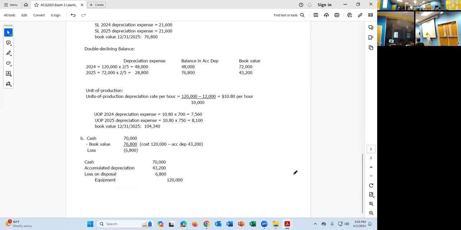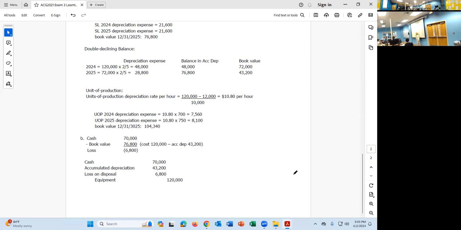Okay, we've got to debit accumulated depreciation to remove it. Because remember, accumulated depreciation is a contra asset. It has a normal credit balance. So to get rid of it, we need to debit accumulated depreciation. We're always going to have to credit the asset that we're removing. Again, it had a debit. To get rid of it, we need to credit it to take it off.